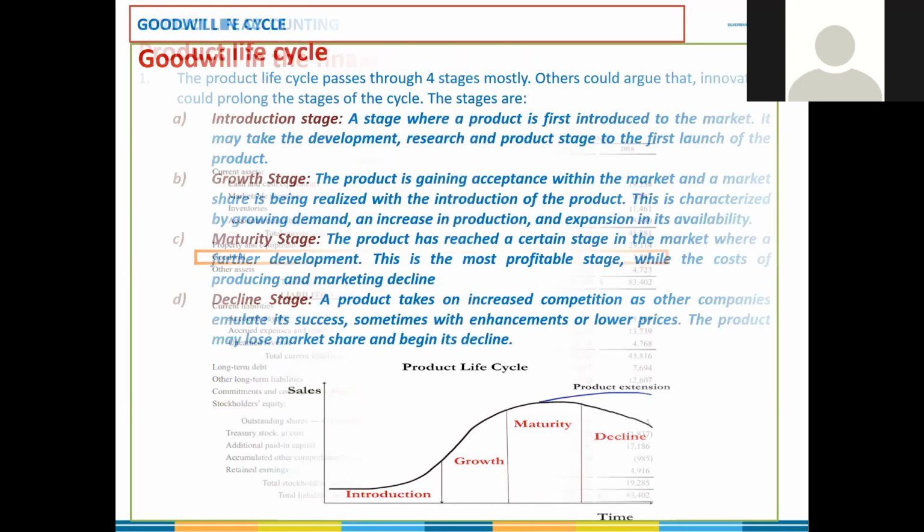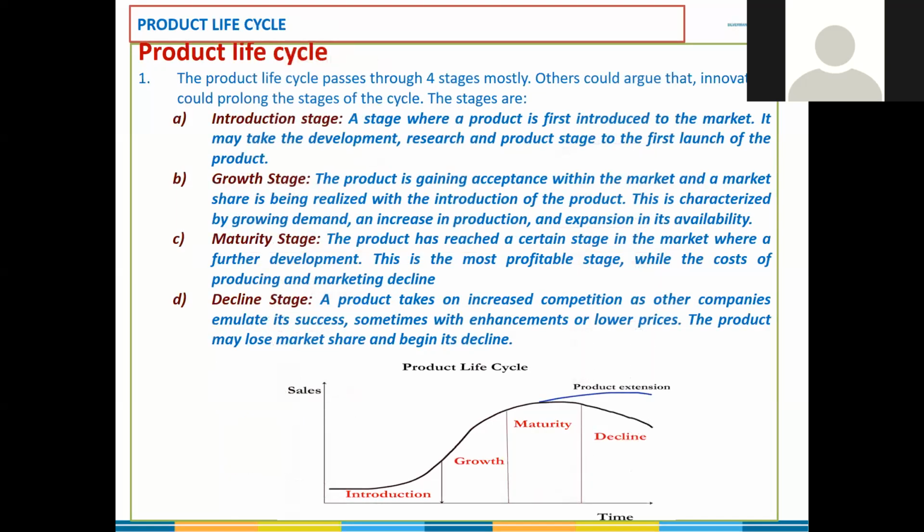Now let's go, and then we are going to look at product life cycle. We have looked at the definition already. So the product life cycle passes through 4 stages mostly. Others could argue that innovation could prolong the stages of the cycle. The stages are introduction, a stage where a product is first introduced to the market. It may take the development, research, and product stage to the first launch of the product.